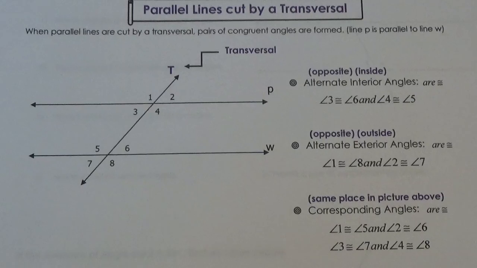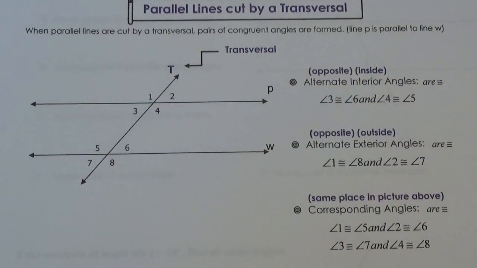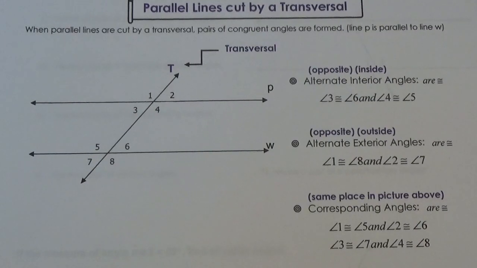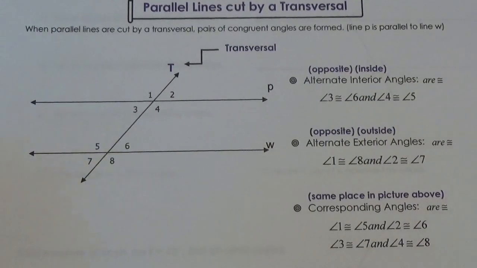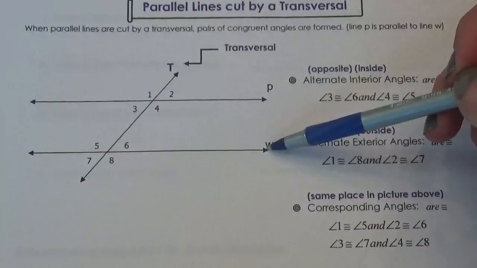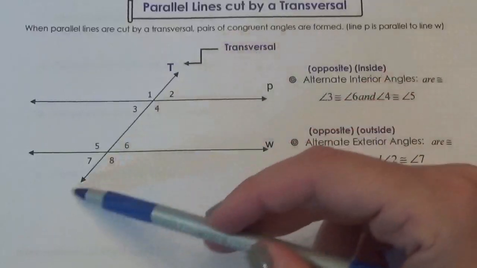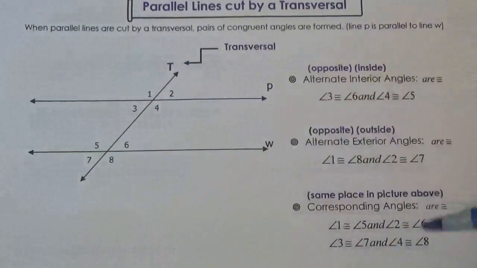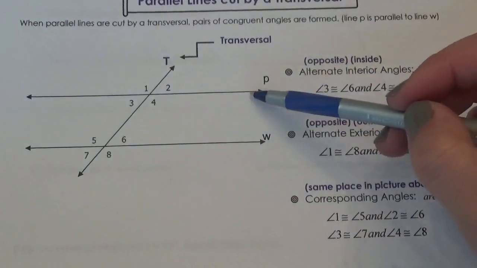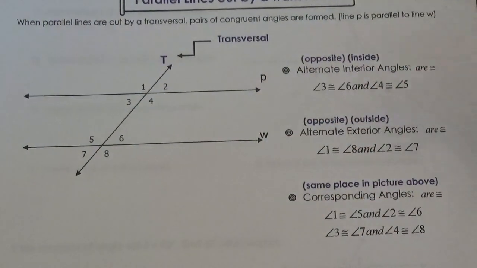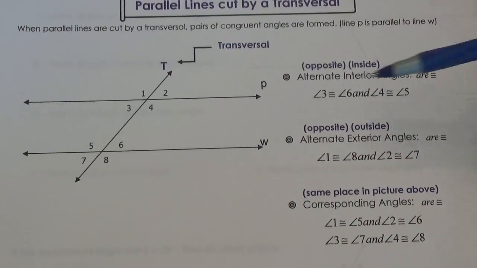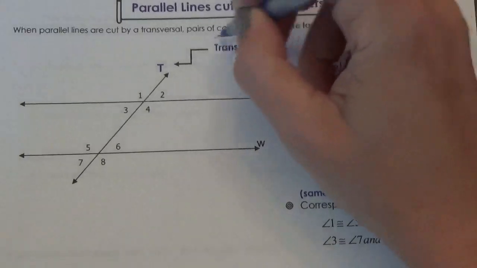So let's see here. Parallel lines cut by a transversal. It says when parallel lines are cut by a transversal, pairs of congruent angles are formed. Okay, so look at the picture. We've got line P is parallel to line W, and we've got a line, this is called the transversal, that cuts through both of them. When this happens, and these lines have to be parallel for this to happen, and they'll tell you they're parallel, certain angles pretty much equal each other, right? That's what congruent means.